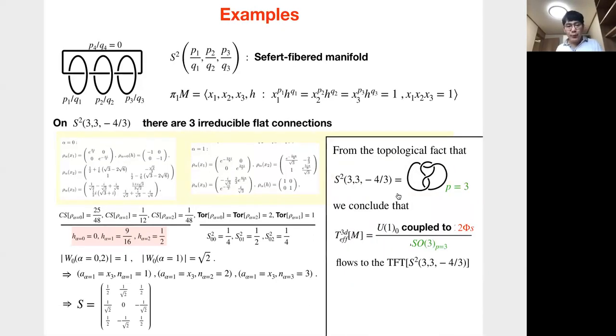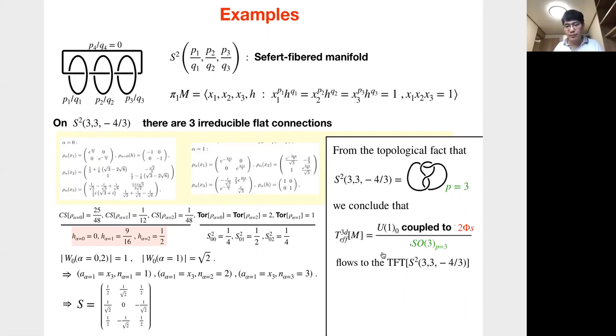And this manifold can be realized in this way. The picture is not with some 3 surgery. Then using this, it can be decomposed into 2 ideal tetrahedra and 1 solid torus. Then from this algorithm, we can also construct this effective field theory, which is given by this one. So this effective theory will flow to this topological pair at the IR.